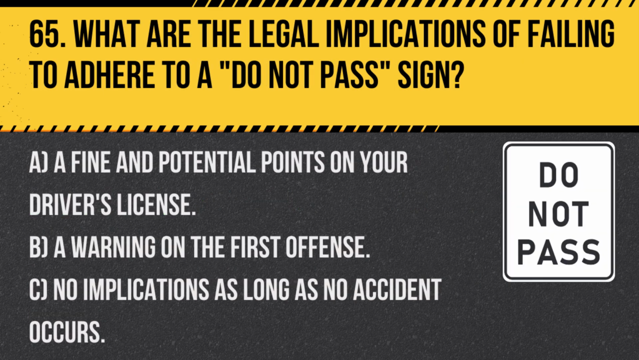Question 65. What are the legal implications of failing to adhere to a do not pass sign? A. A fine and potential points on your driver's license. B. A warning on the first offense. C. No implications as long as no accident occurs.